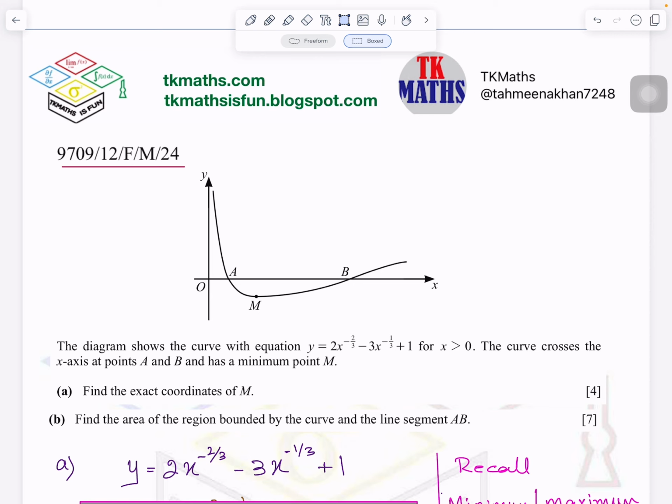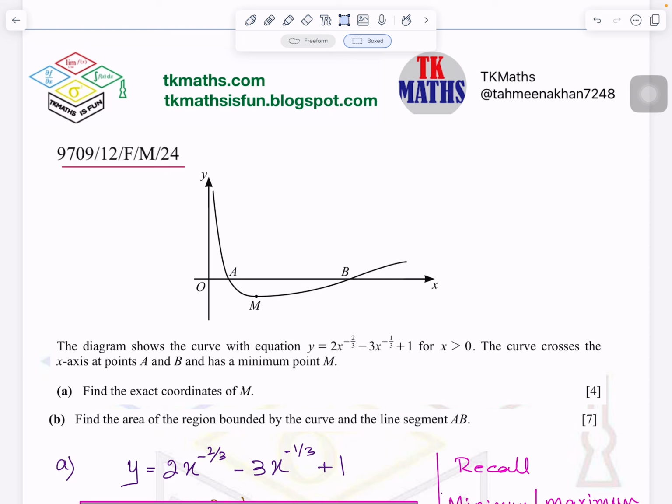In today's video, we will solve a question on integration. It is from March 24, 9709 AS level mathematics. So the concept is more or less easy, but the challenge here is in the type of the equation, which is with the negative fraction. So we need to be careful about it. So let's read the question, go through the concept, and then we will start seeing the solution of this question.